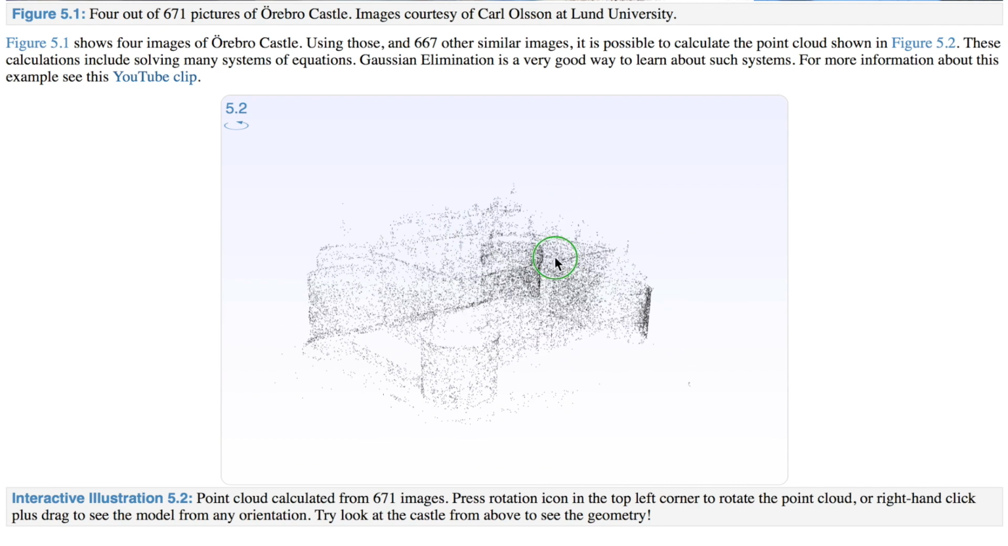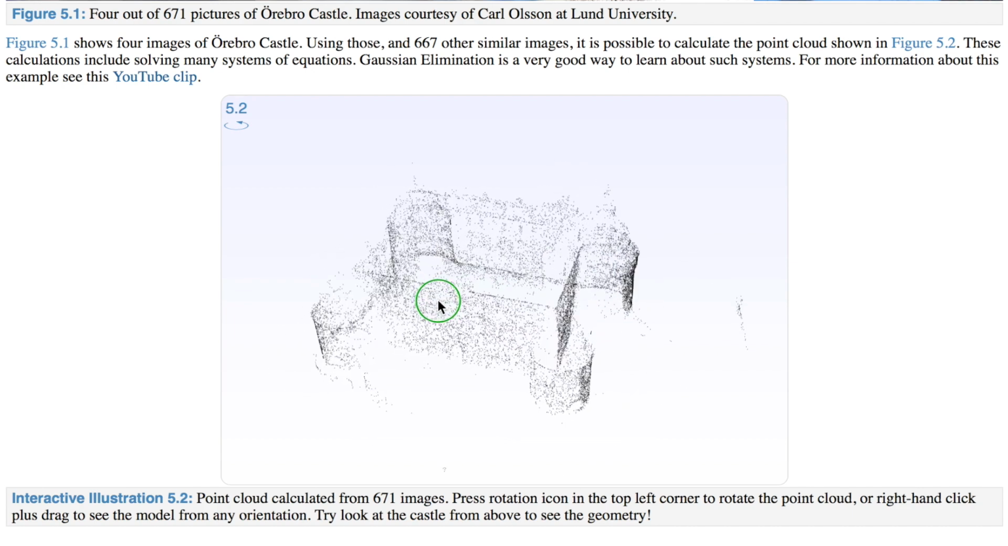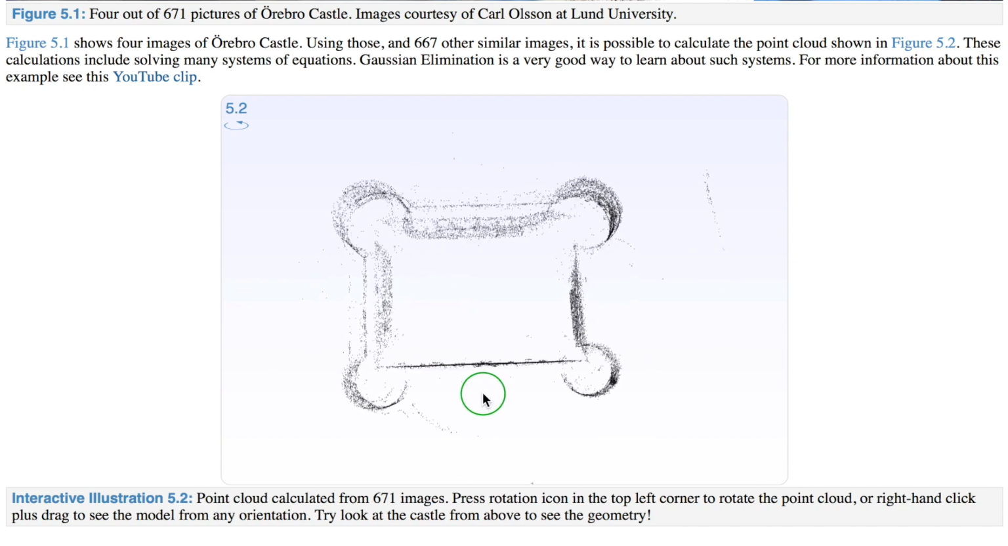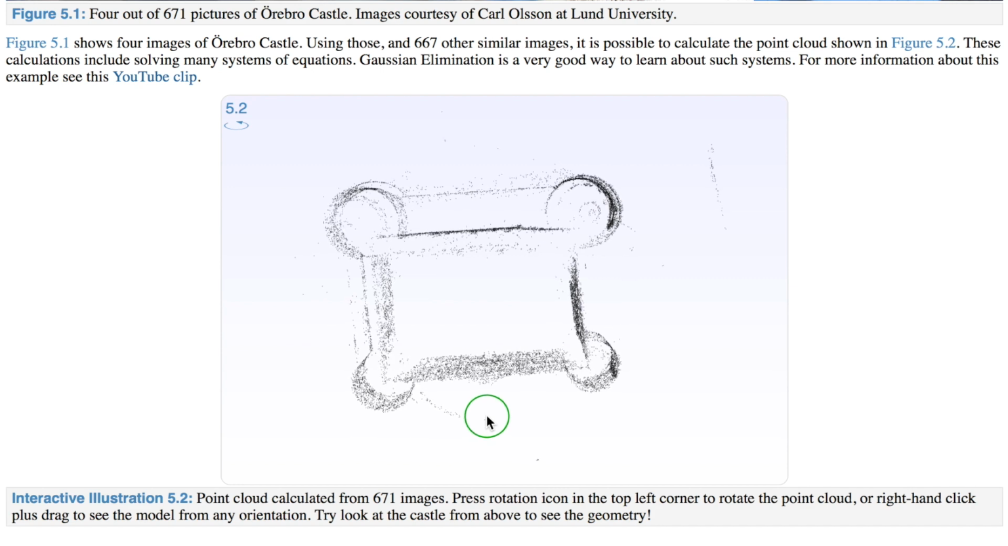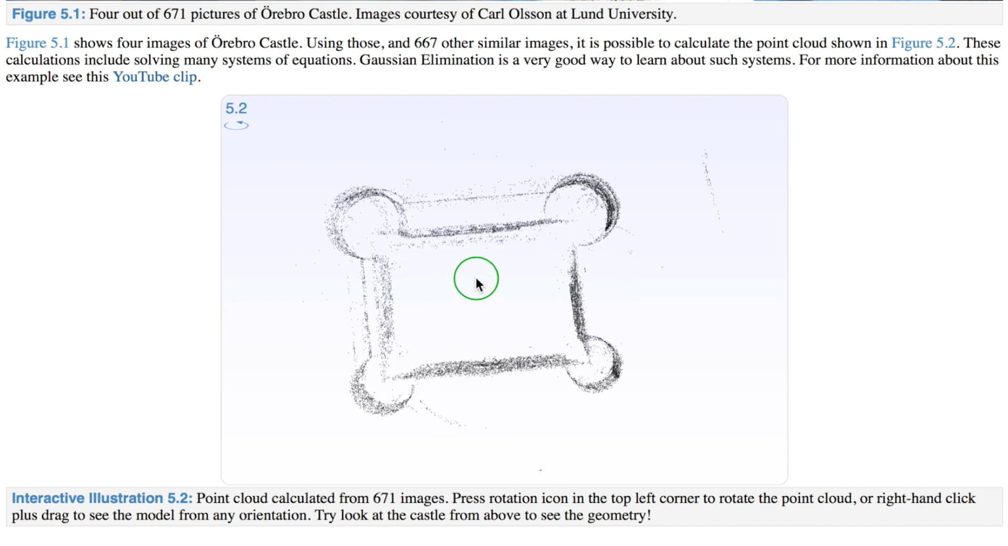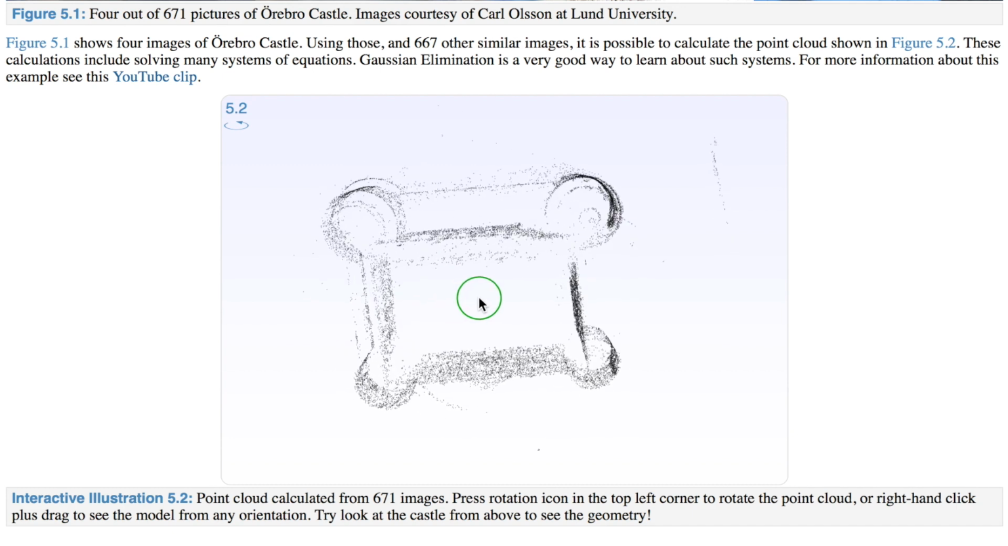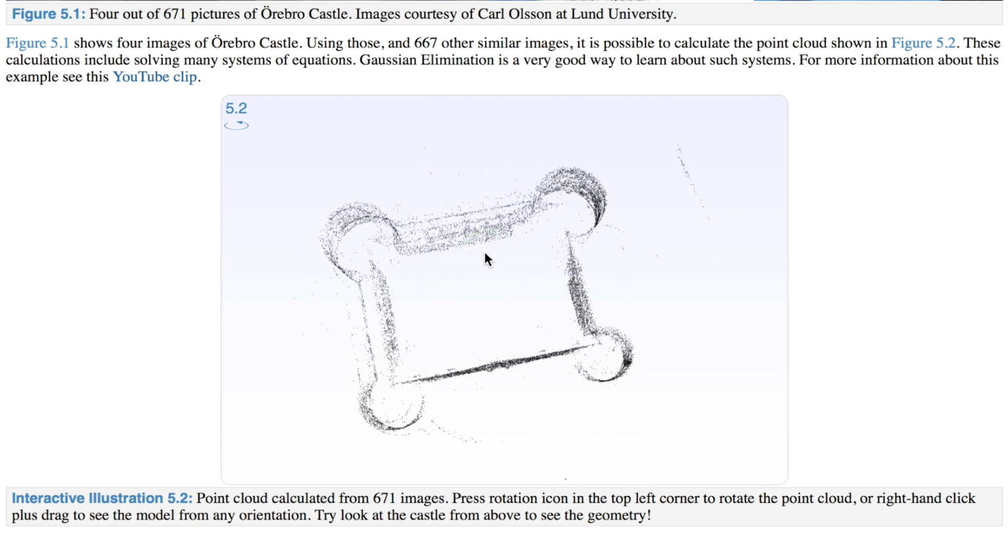And perhaps the most interesting, I think, is to rotate it and see it from the top, because then you could see how well this algorithm actually does. This wall here is completely straight, and these towers are perfect cylinders. So it just goes to show how well this algorithm works.